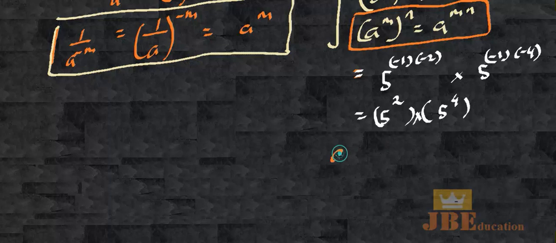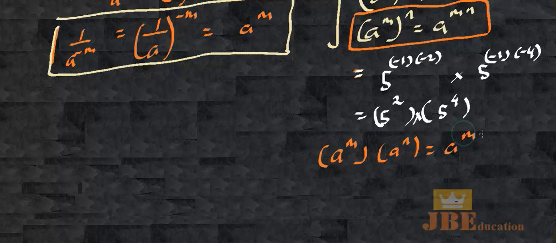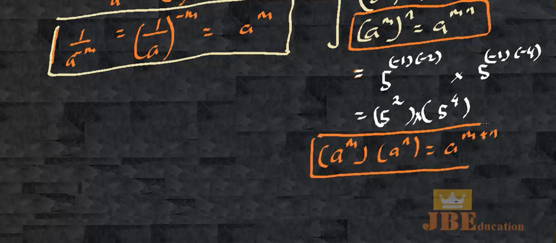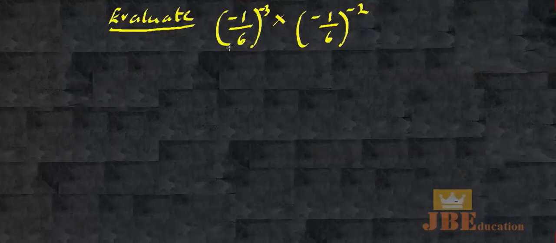So now we have a familiar situation. This is similar to a raised to the power m multiplied with a raised to the power n, which is a raised to the power m plus n. So using this formula, I can now rewrite the above quantity as 5 raised to the power 2 plus 4, which is 5 raised to the power 6. So this is my solution. Okay, we got a next question.